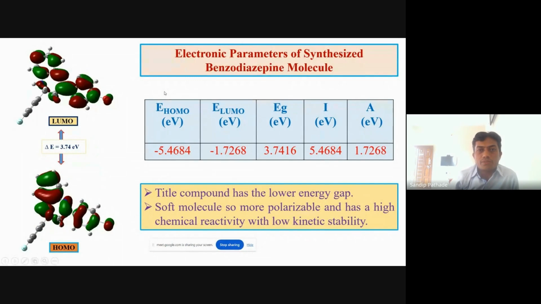Then electronic parameters of this molecule are also computed by using the same level of theory. This is a picture of the lowest unoccupied molecular orbital, and this is the picture of the highest occupied molecular orbital, and this is the energy, and from this energy we calculate the energy gap. That energy gap is 3.7 electron volt, and from this we also calculate the ionization potential value, that is 5.4 electron volt, while the electron affinity value is 1.7 electron volt. Therefore, from this energy gap, it is observed that the title molecule has a lower energy gap. Therefore, this molecule is a soft molecule, so it is more polarizable and has higher chemical reactivity with lower kinetic stability.